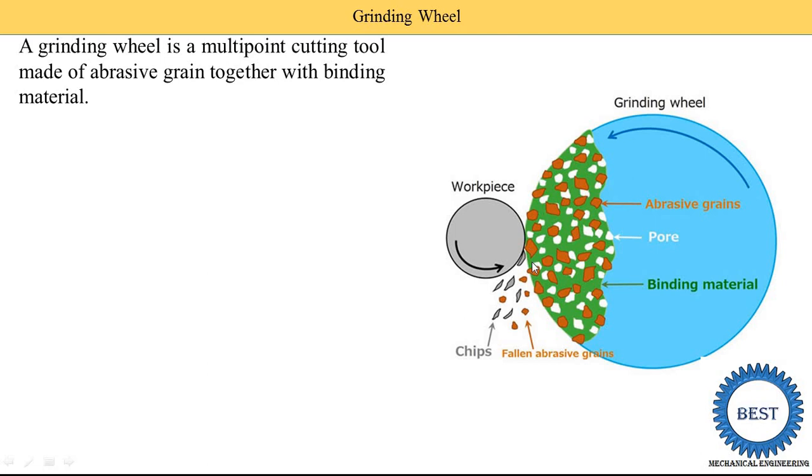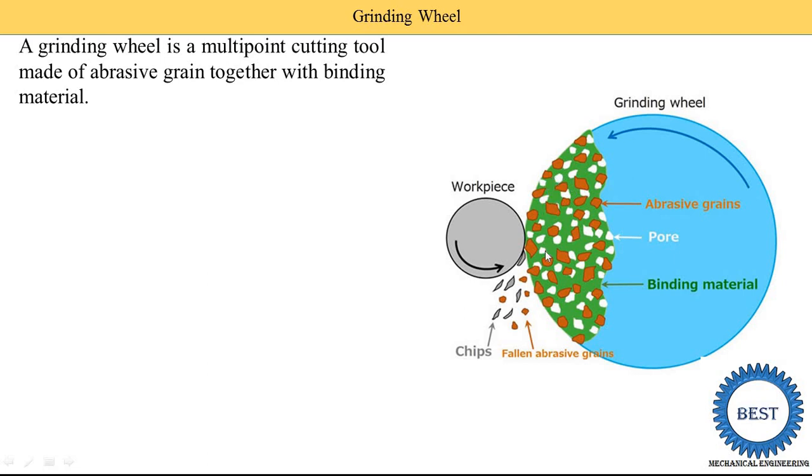Here you see there are certain spaces between the abrasive grains. That is the green color portion. Now what is this green color portion? It is the binding material. Binding means the material used to join the abrasive grains. It is like Fevicol, just as an example. We use Fevicol to stick pages in a notebook. Similarly, some binding materials are used to join these abrasive grains.